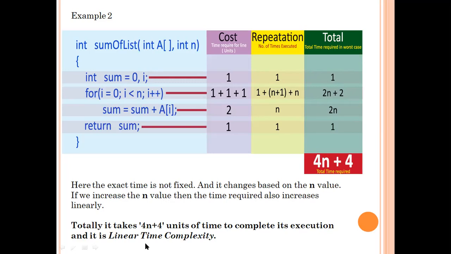So here the exact time is not fixed and it changes based on the n values. ठीक है, n पे depend होता है कि कितना time required है. Okay, so it completely depends on n value. If we increase the n value, then the time required also increases linearly. Totally it takes 4n plus 4 unit of time to complete its execution, and it is a linear time complexity.